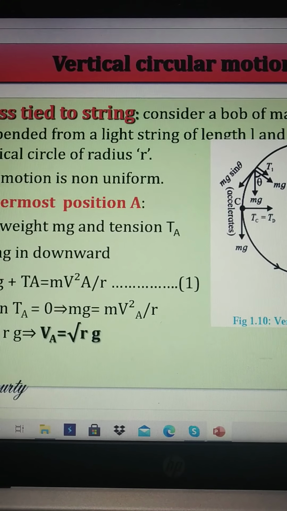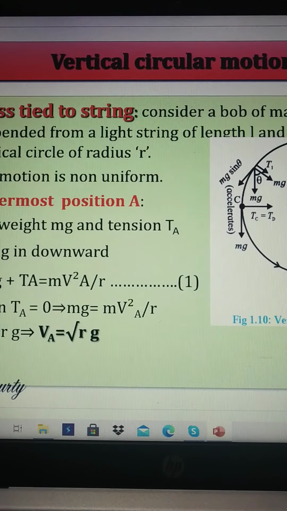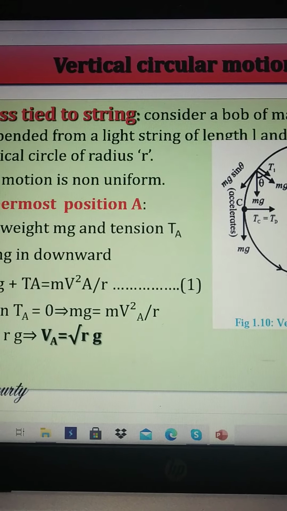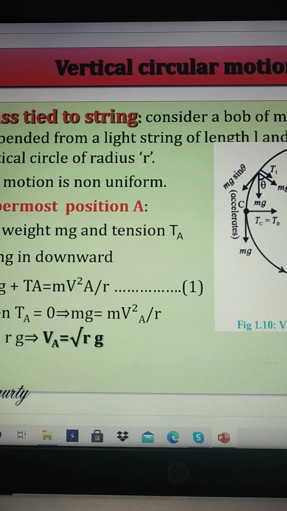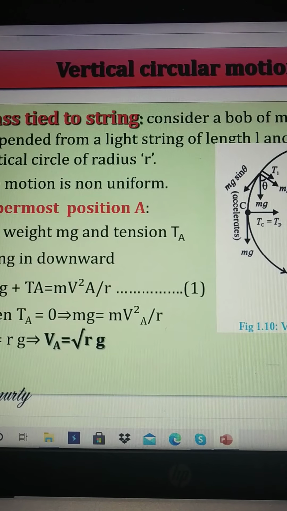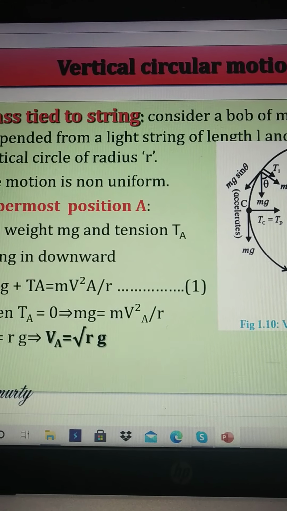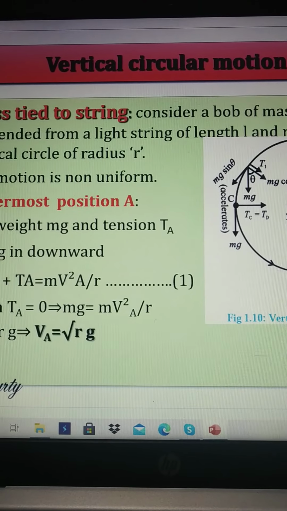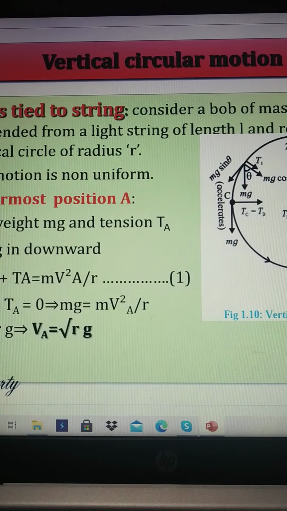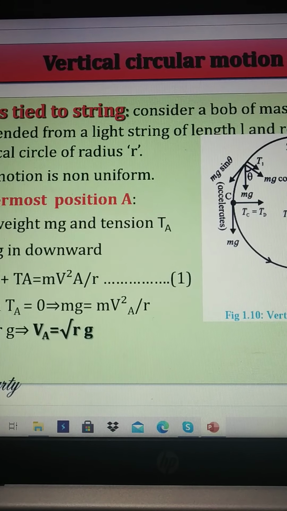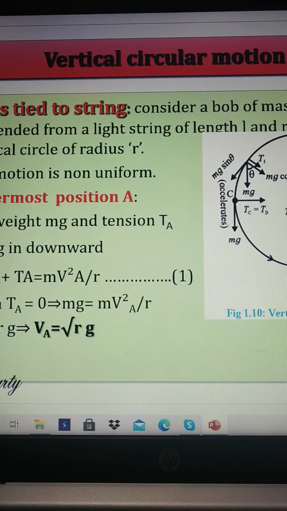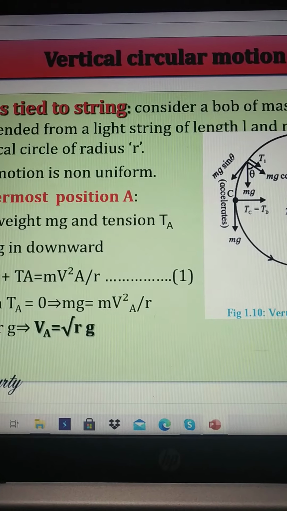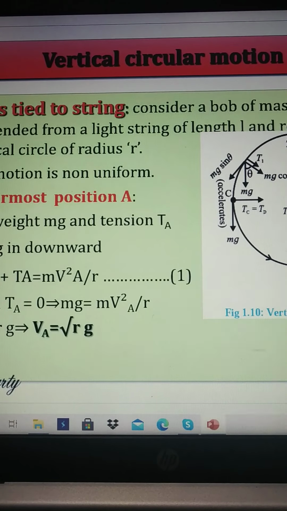Hello students, now again we complete our rotational dynamics chapter. So now we learn a new topic, vertical circular motion. In the last lectures we saw applications of uniform circular motion. Now in this lecture we see vertical circular motion.